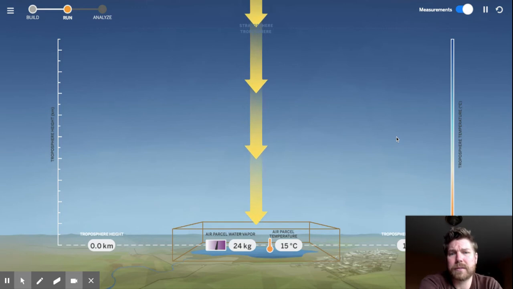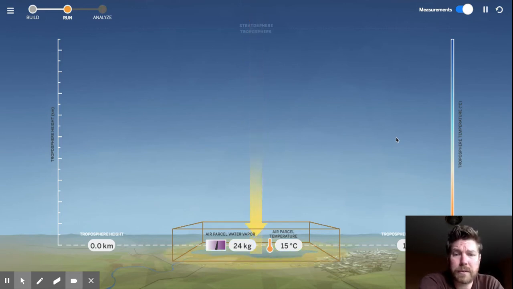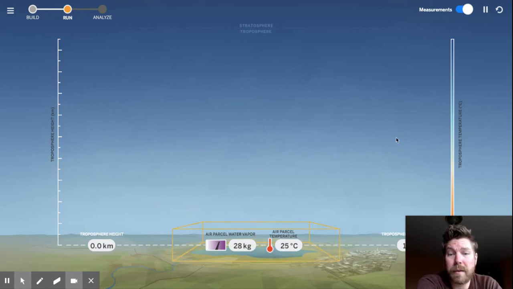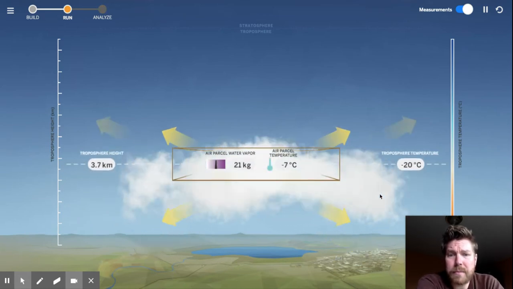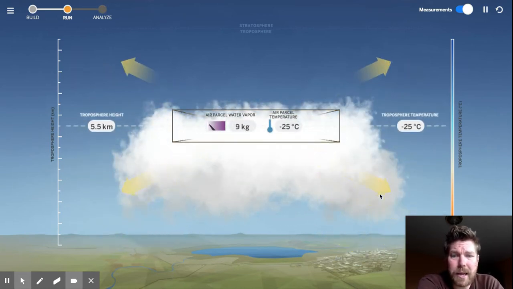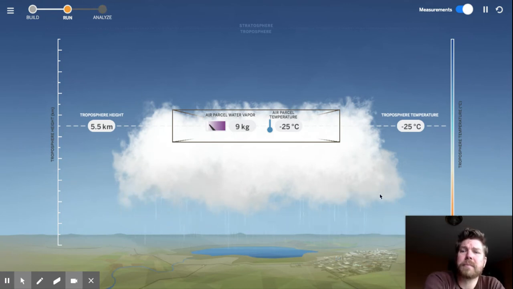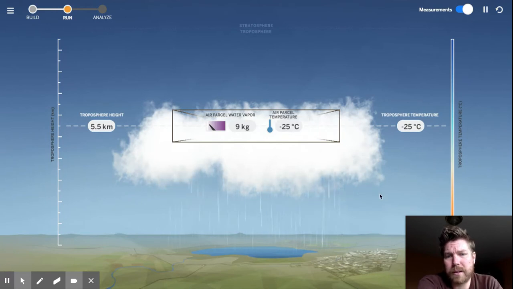And we can see the energy from the sun hitting the surface, then warming up the air above it. That air parcel is warming up. You can see the temperature right here, rising up in the atmosphere, condensing, and there it is. We have precipitation. We're going to go ahead and let that rain for a little bit, and then we're going to hit our Analyze tab once it's done and check the amount of rainfall.